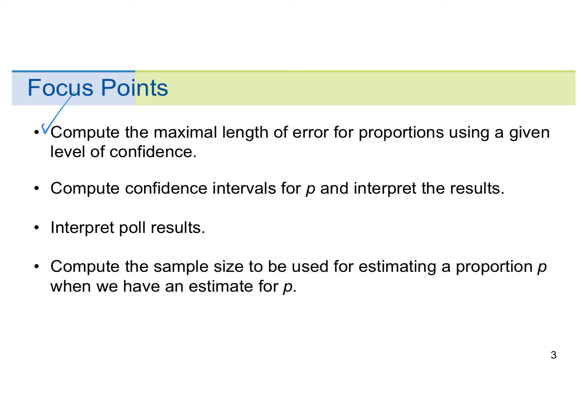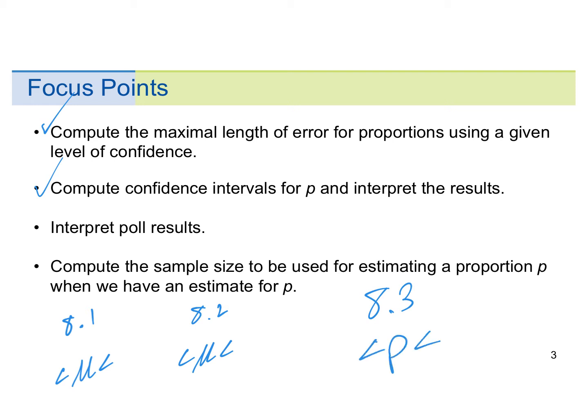We're going to compute the maximal length of error for proportions using a given level of confidence, all right? So margin of error, a little different formula. We're going to compute confidence intervals for P and interpret the results. If you think about chapter 8.1, mu was our interval. In chapter 8.2, mu was our interval. And now in chapter 8.3, P is going to be our interval.